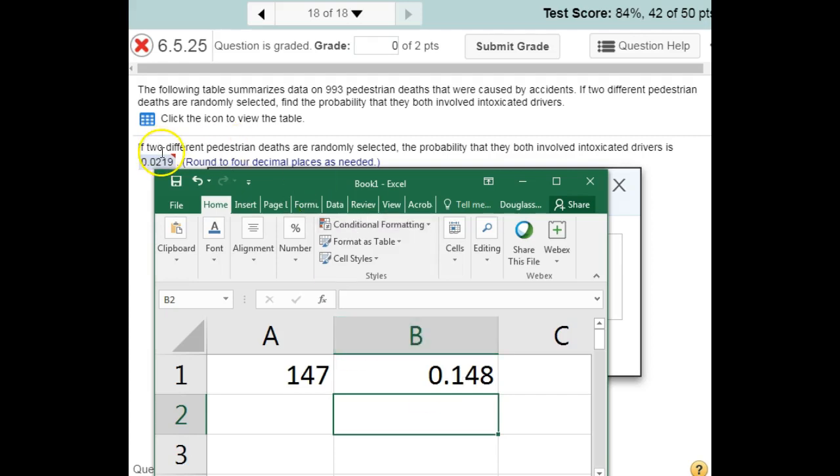Now, if we're looking for the probability of two, we need to multiply the probability that it involves an intoxicated driver in each scenario together. And these are independent events. One situation involving an intoxicated driver does not influence the chances the next one does. They're both going to have this same probability that an intoxicated driver was involved. So for two randomly selected incidences, we multiply that same probability together, and this is the probability that they both involve intoxicated drivers.